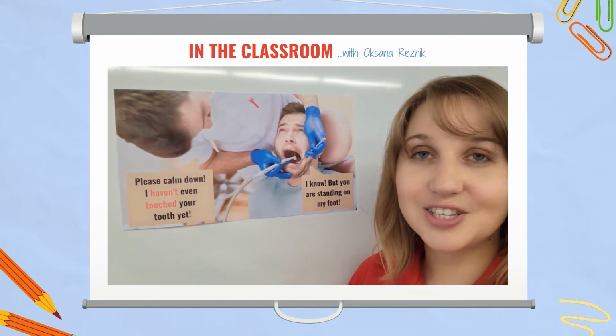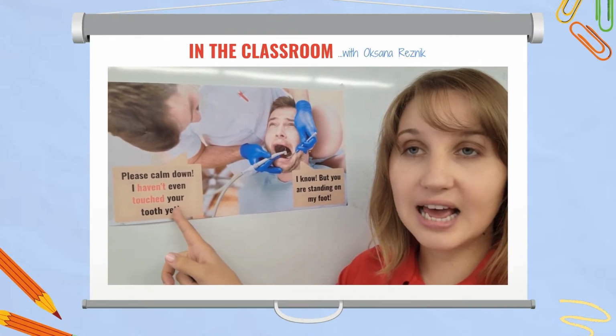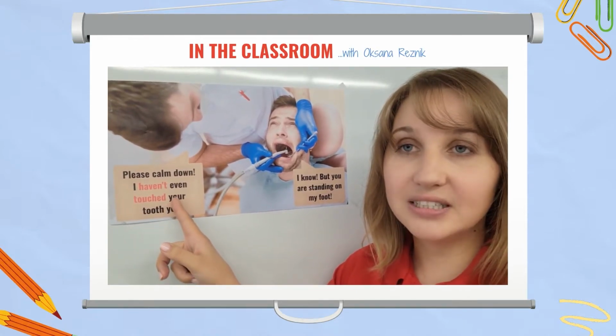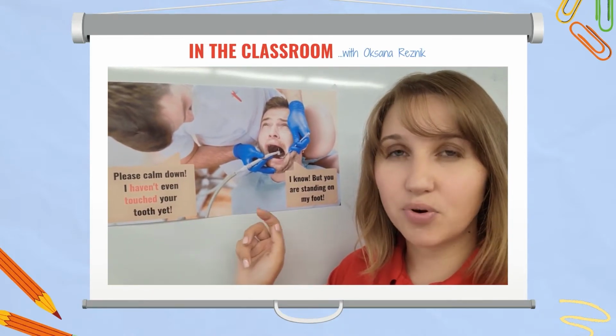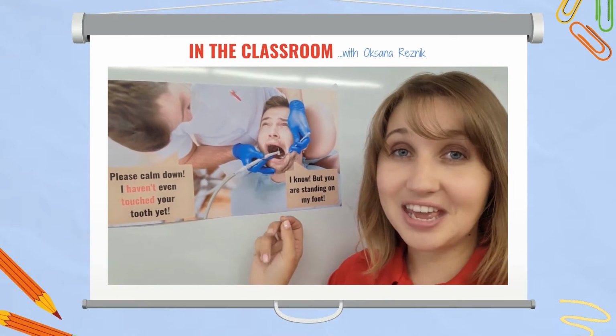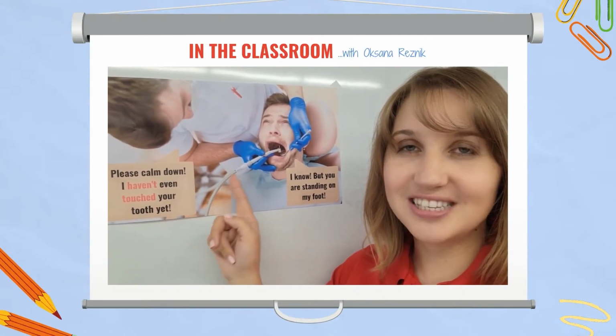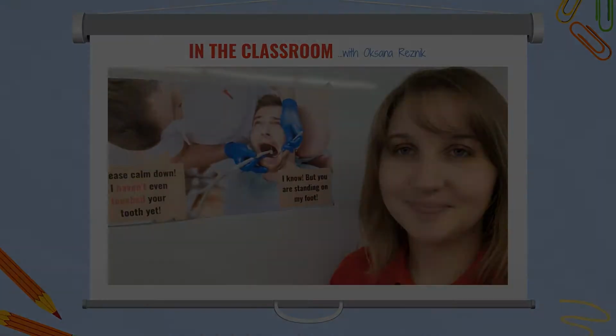It's a funny illustration, and we have here the words that are highlighted in red color, haven't touched, and those words indicate the usage of the present perfect tense in the negative form. Again, it is used in daily conversation. So we'll go to our lesson and discuss more details.